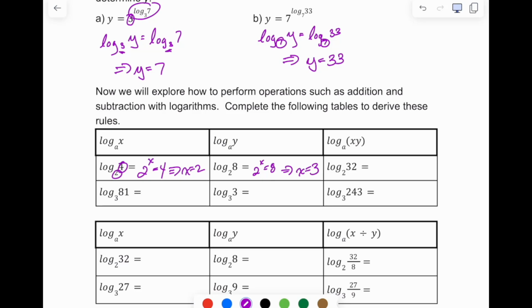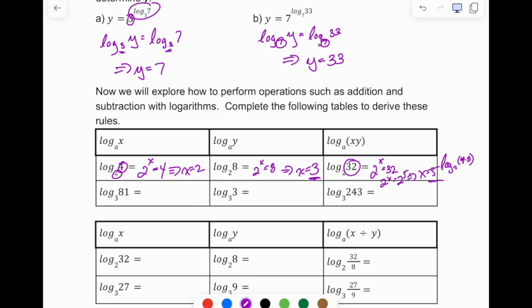Well, what's log base 2 of 32? Well, that means 2 to the power of x is equal to 32. And 32, I think, is going to be 2 to the power of 5. So here, 2 to the x is equal to 2 to the power of 5. So that implies that x is equal to 5. But we could actually look at this as log base 2 of 4 times 8. Right? And so what's the connection here is that we get the answer 5 for log of 32.